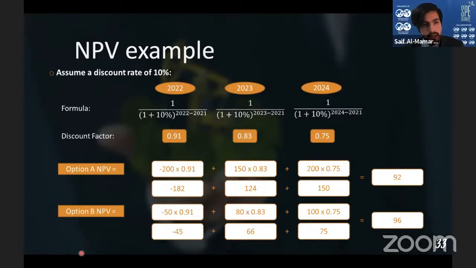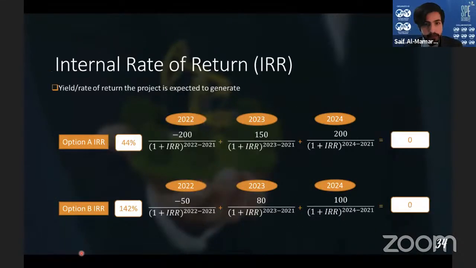So in the same example, we'll look at IRR in the next slide. You can see it's the exact same formula, except that instead of the WACC discount rate, you replace it with the IRR and you make NPV equal to zero. And that's how you find the IRR. And here you can see that in option B, the IRR is 142% versus option A's 44%. So you see a huge difference.